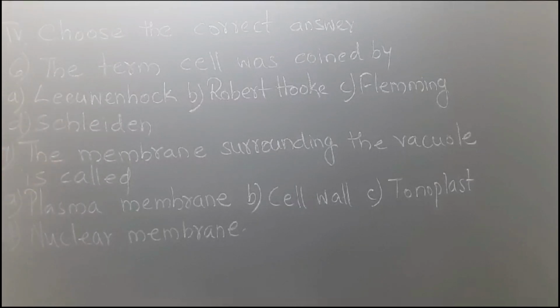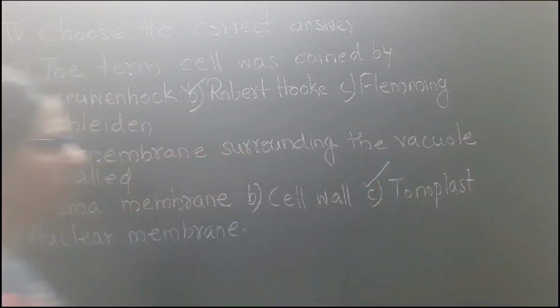6. The term cell was coined by A. Leeuwenhoek, B. Robert Hooke, C. Fleming, D. Schleiden. B. Robert Hooke is the answer. 7. The membrane surrounding the vacuole is called A. Plasma membrane, B. Cell wall, C. Tonoplast, D. Nuclear membrane. Tonoplast is the correct answer.